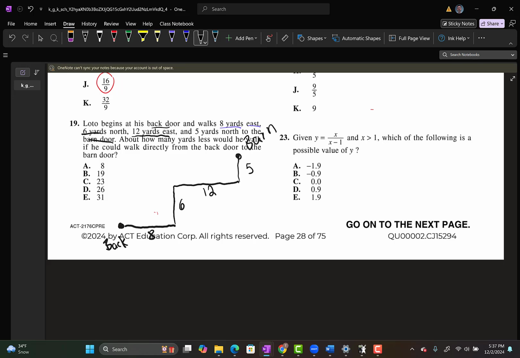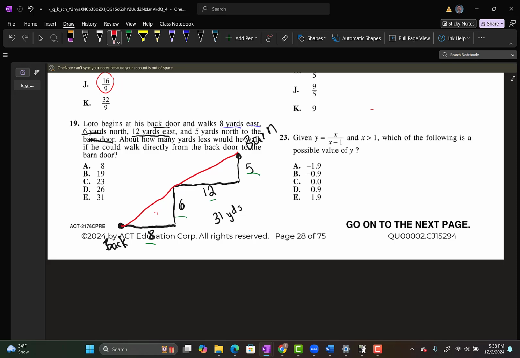So the question says, about how many yards less would he walk if he could walk directly from the back door to the barn door. I'm trying to make that straight. It's close. Okay, so first off, the zigzag pattern, that's easy to figure out how far he walked. That's just 8 plus 6 plus 12 plus 5. So 8 plus 6 is 14, plus 12 is 26, plus 5 is 31. So the zigzag pattern, he has walked 31 yards.